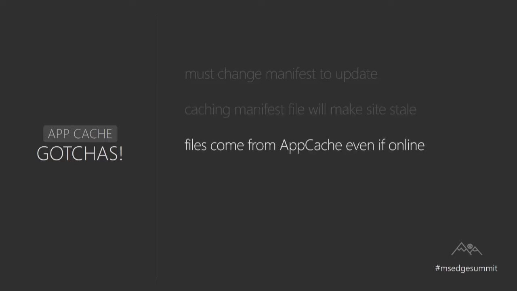And also, any file that comes through the app cache has to come from the app cache. So if you have a resource that you didn't necessarily intend to come from the app cache, well, that's too bad. It's going to come from the app cache.